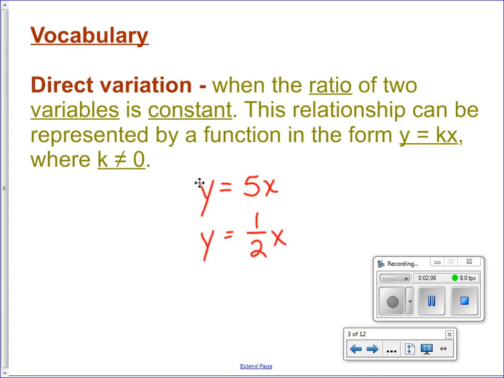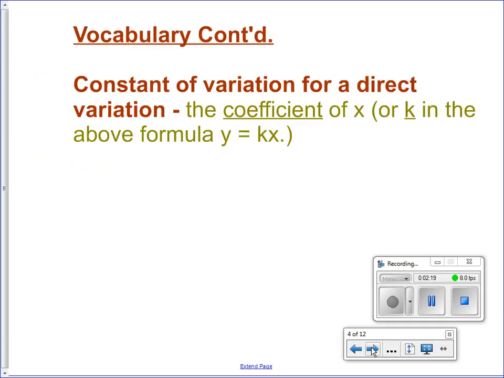Notice that the k is always going to be a number, and your equation will have y equal to some number times x. Our next vocabulary term is constant of variation for a direct variation, and that's the coefficient of x, or the k, in the above formula, y equals kx. So in my previous two examples, y equals 5x, 5 is the constant of variation. All right?